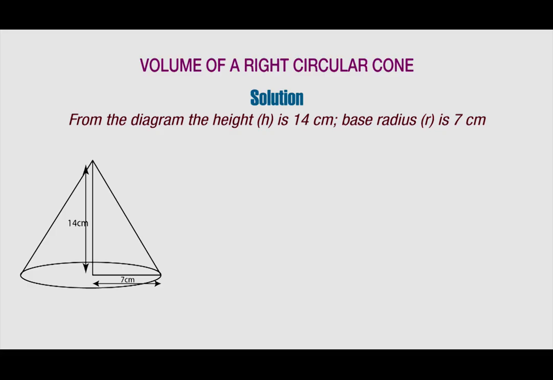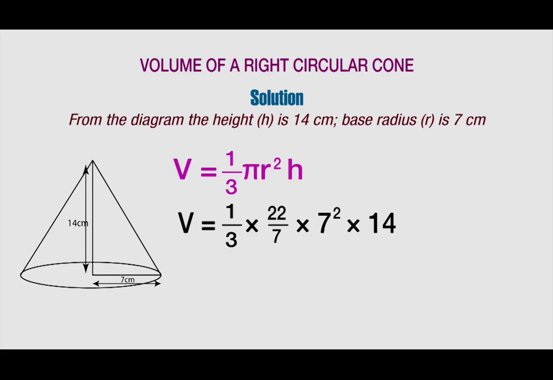Therefore, the volume of the cone, which is 1/3 pi r squared h, making the appropriate substitution, we get V equals 1/3 multiplied by 22/7 multiplied by 7 squared multiplied by 14. And when we use our calculator, we will get V equals 718.67 centimeters cubed. That's very simple.